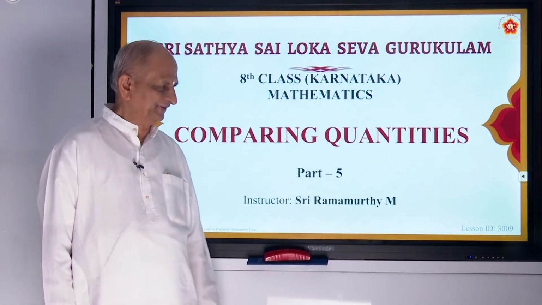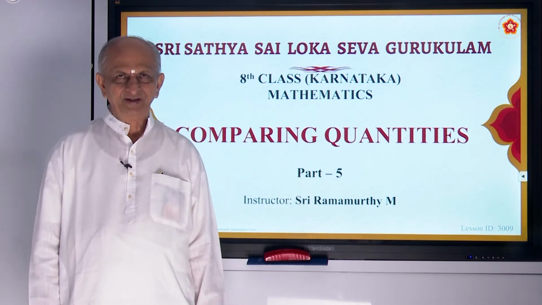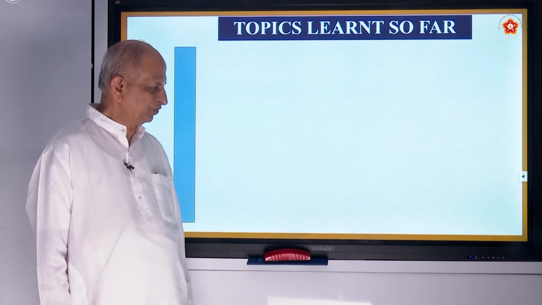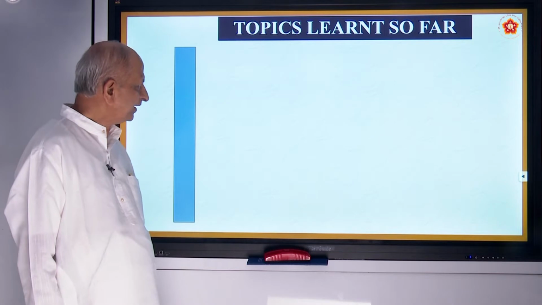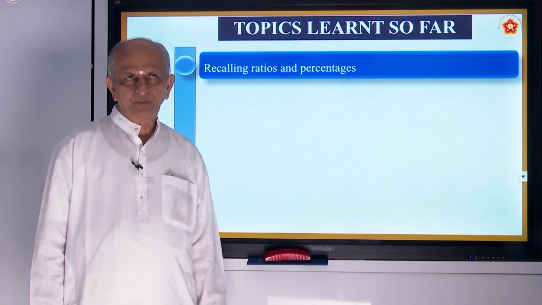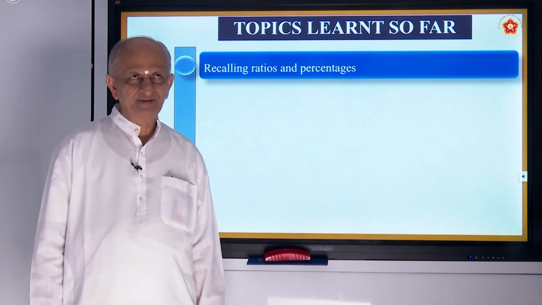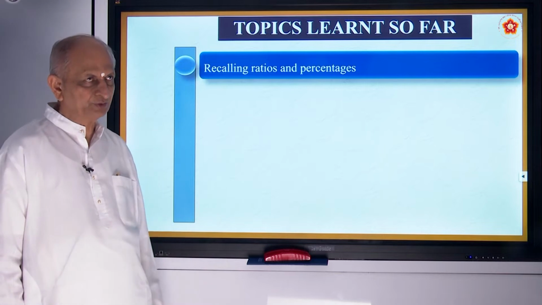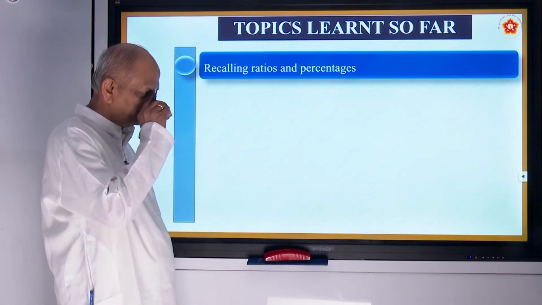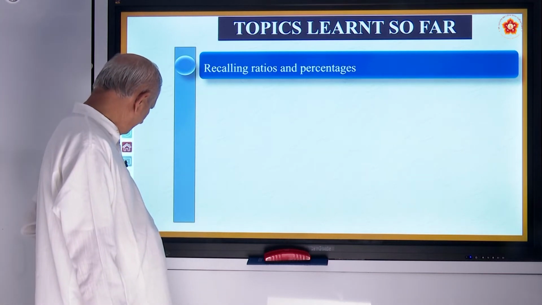comparing quantities. We started our lesson with the term called ratio, where two identical quantities are compared, like heights, weights, marks scored, cricket scores, all those things. And the ratio can also be expressed in terms of percentages.